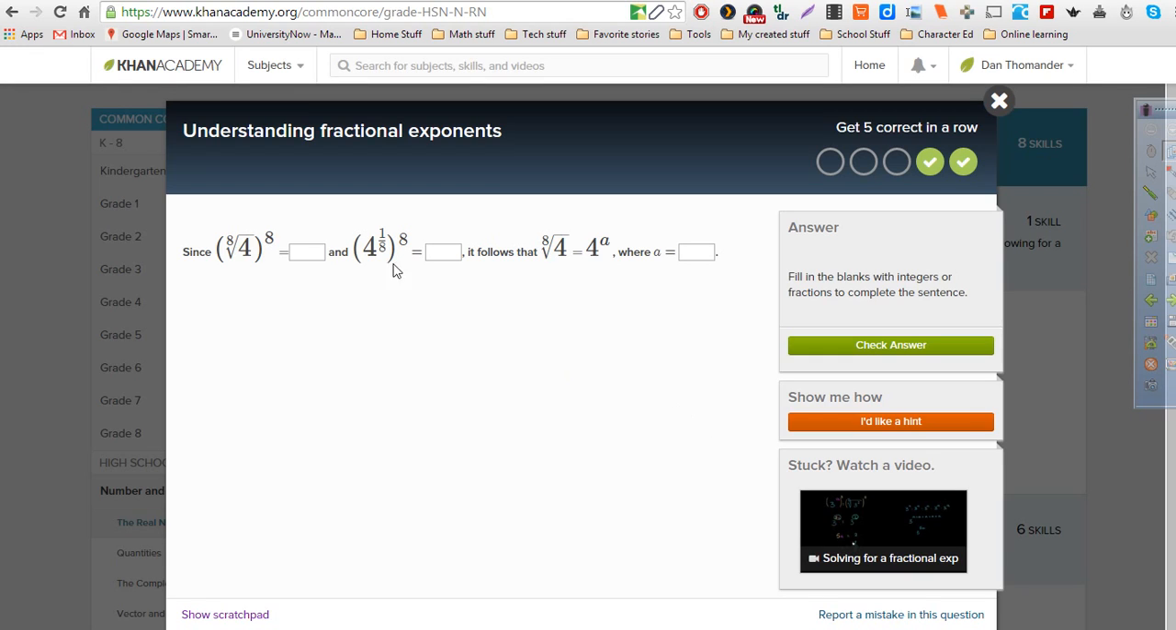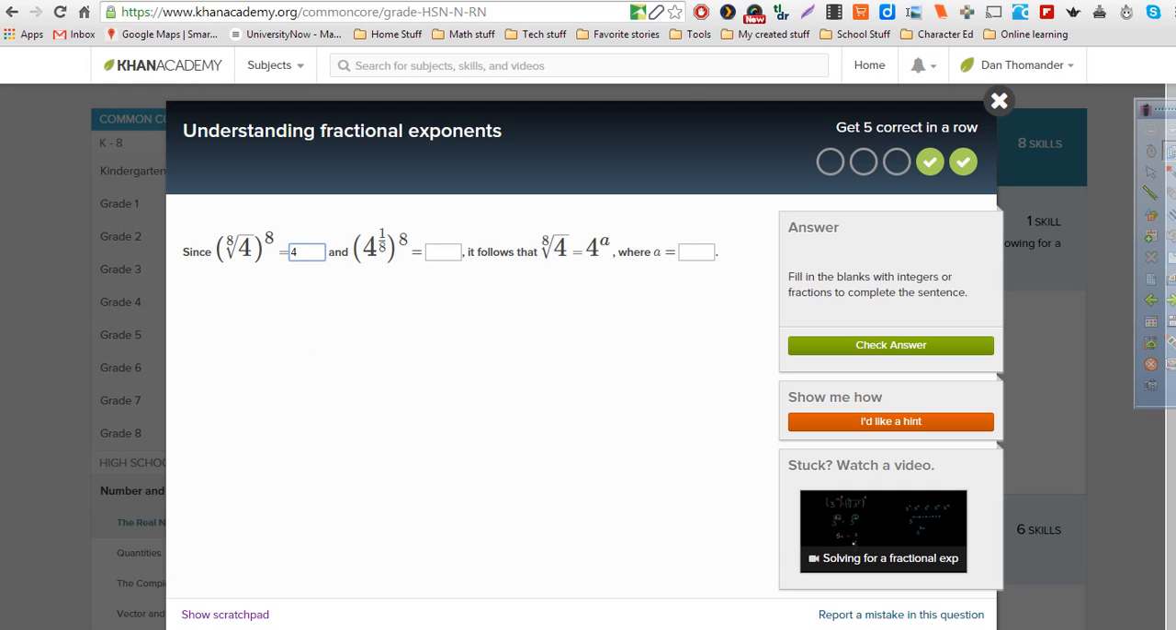Okay, so if you're watching this video, it's because you wanted to see me work through these problems, understanding fractional exponents a little bit more. I'm just going to go through them really quickly, but we see that the 8th root of 4 raised to the 8th power is equal to 4.